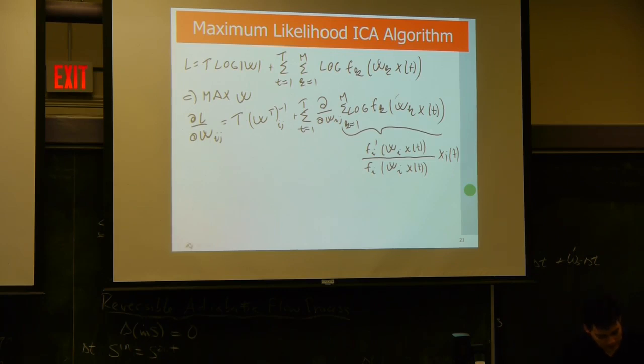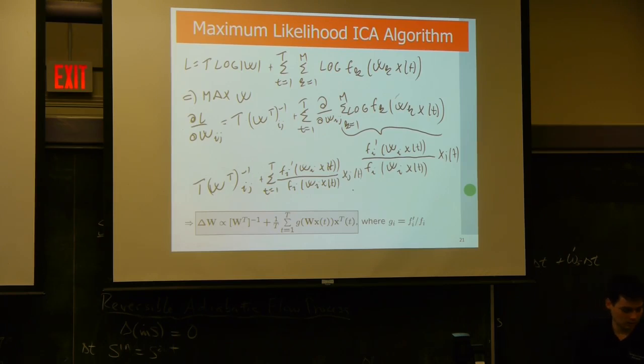Okay, so if you put all these things together, what we have is T times W transpose inverse, ij, plus the sum over t equals 1 to T. Ta-dam. So this is what we got.